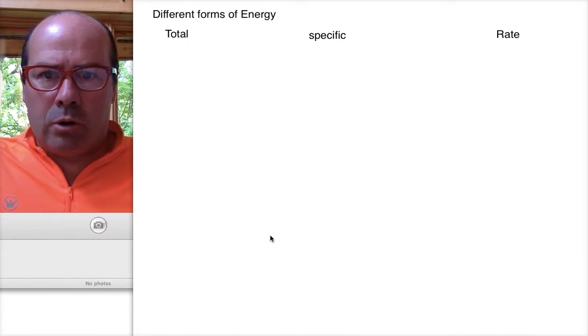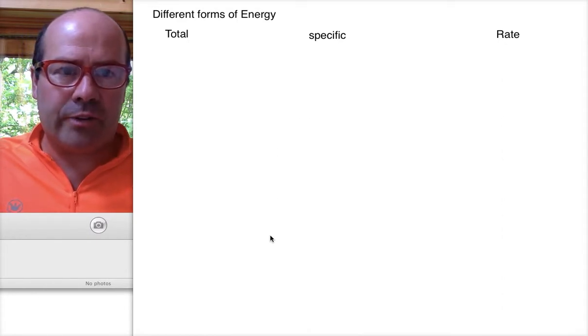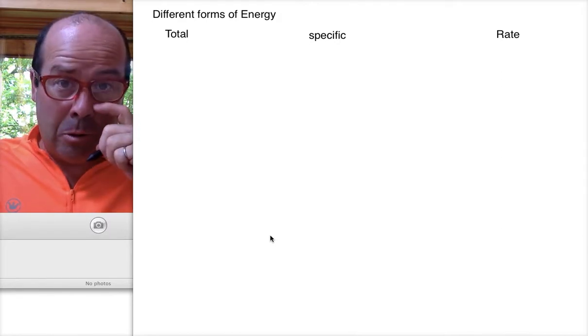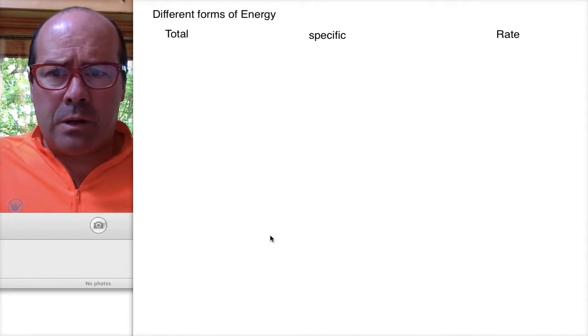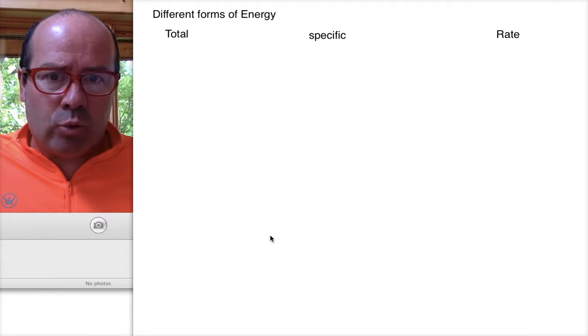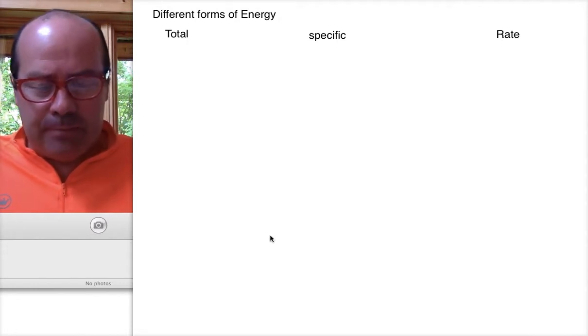We will look at something that we call total energy, something that we call specific energy, and then the rate of energy, and I think we also may know a different name for that. After we get done looking at these different kinds, we'll rewrite the first law of thermo for each kind.